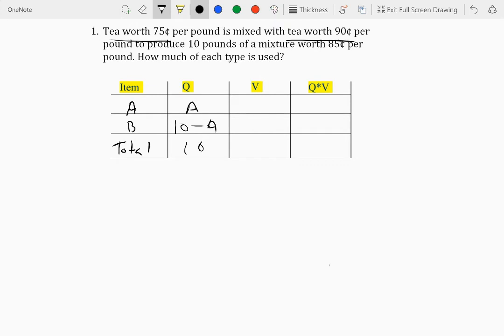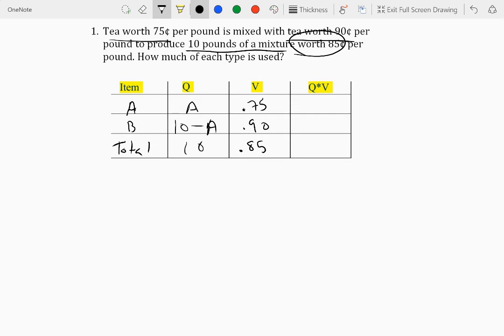Okay, so my value right now, the first T is worth 75 cents. My second T is worth 90 cents. And this is the tricky part. We haven't actually done this box yet, but this tea right here is a mixture worth 85 cents per pound. Well, if you think about it, if you have 10 pounds of mixture and it's 85 cents per pound, you can actually find that unit rate by multiplying 85 cents per 1 pound 10 times.